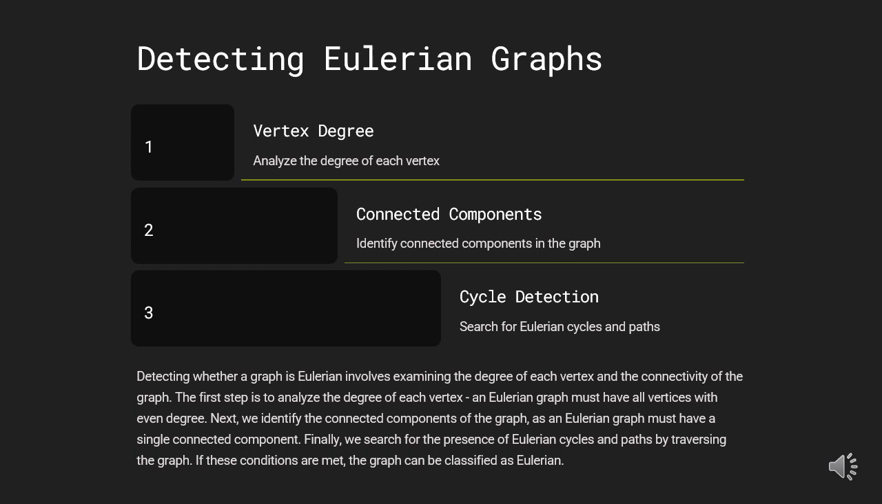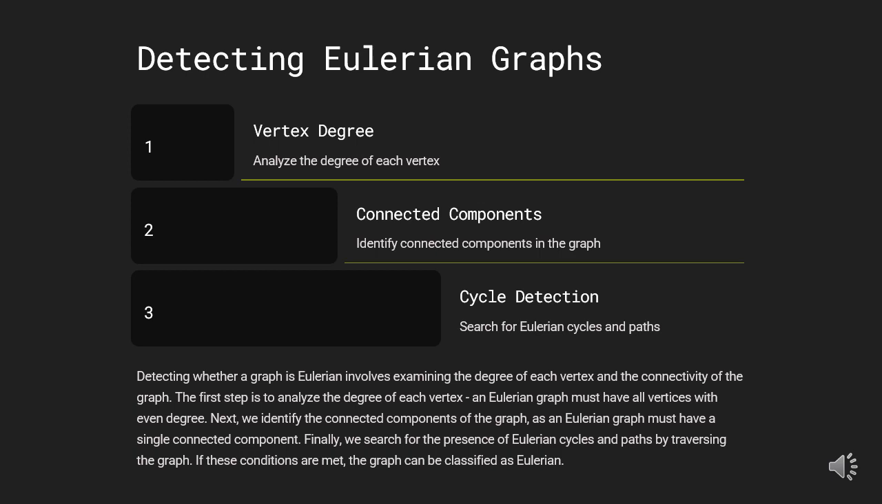Detecting whether a graph is Eulerian involves examining the degree of each vertex and the connectivity of the graph. The first step is to analyze the degree of each vertex. An Eulerian graph must have all vertices with even degree. Next, we identify the connected components of the graph, as an Eulerian graph must have a single connected component. Finally, we search for the presence of Eulerian cycles and paths by traversing the graph. If these conditions are met, the graph can be classified as Eulerian.